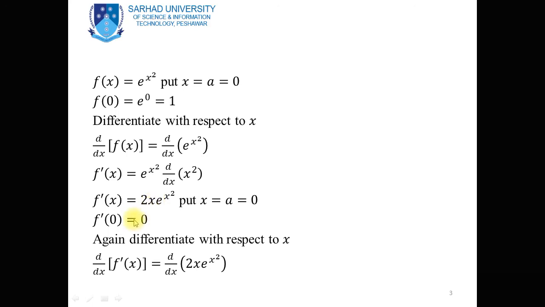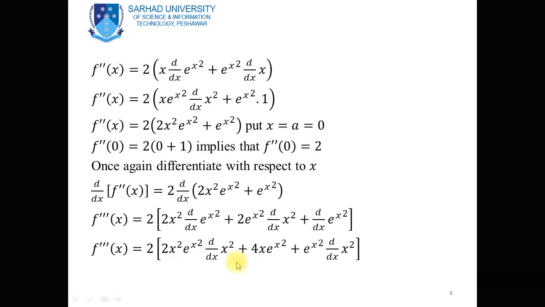Now, the second order derivative of the function with respect to x: we take again the derivative of 2x into e power x square. Now x into e power x square, both are functions and these functions are in multiplied form, so we will apply the product rule for the derivative.